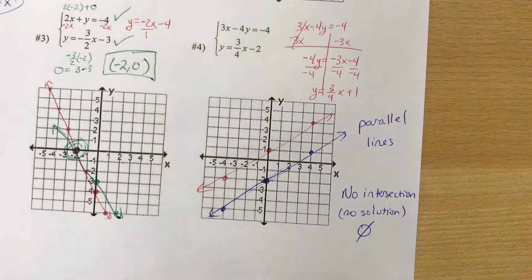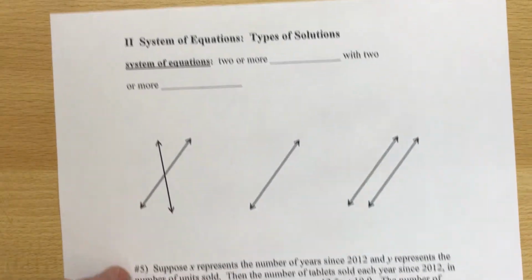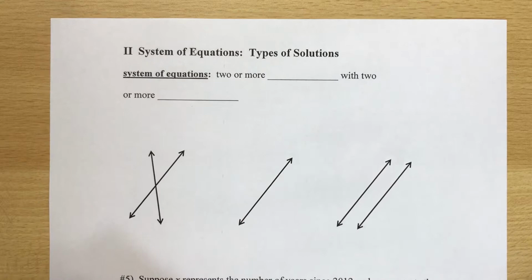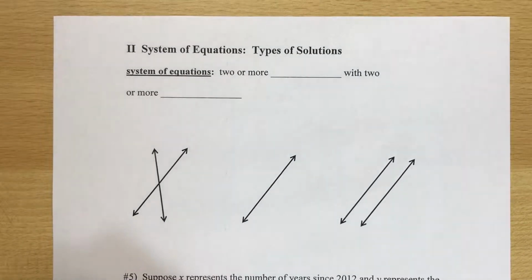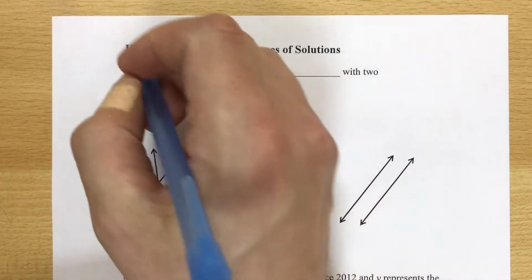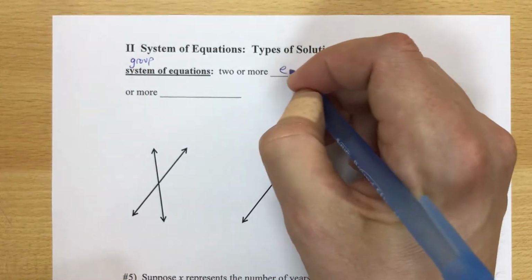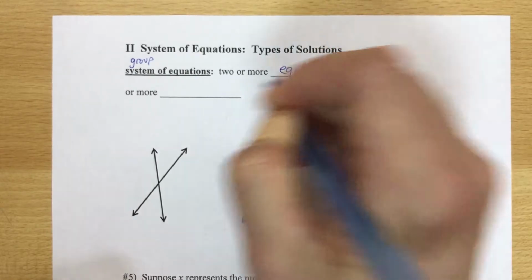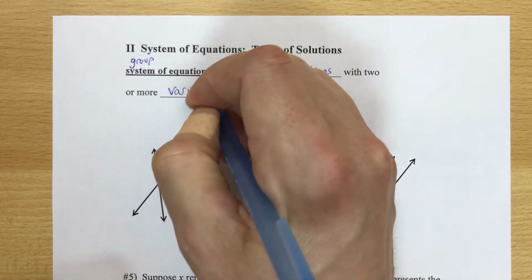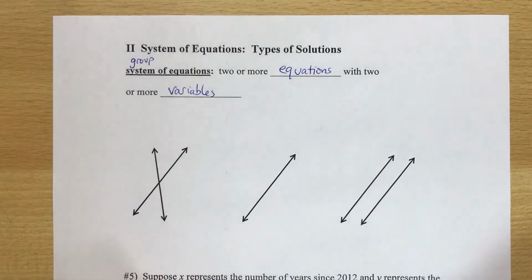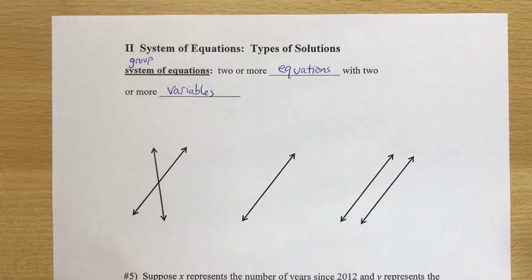Okay, so go ahead and flip it over, and we'll describe our situations here. So in section 2, systems of equations, types of solutions. A system is like a group of equations, two or more equations with two or more variables. So what's happening is that instead of just solving for x, now we have x and y. So now we have more than one variable that we're trying to figure out.